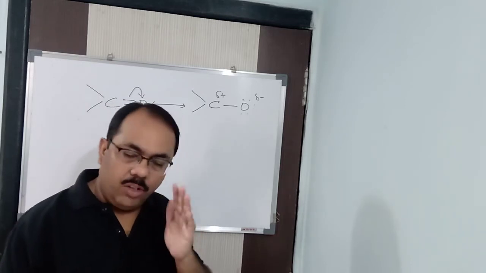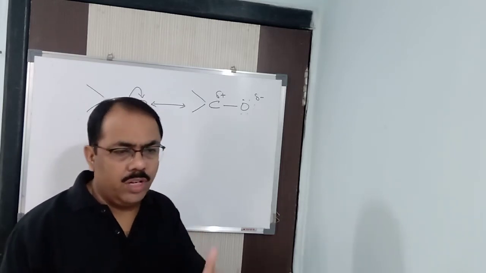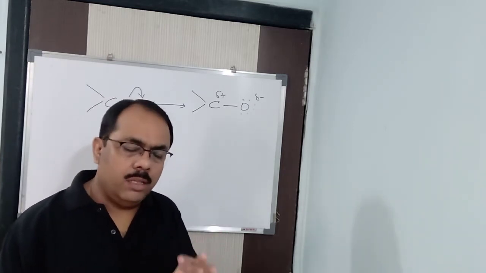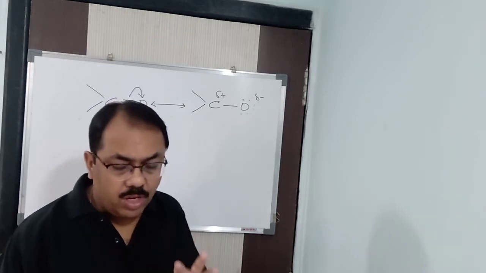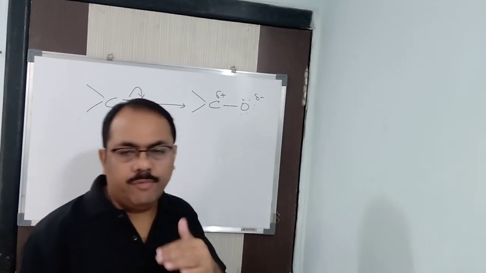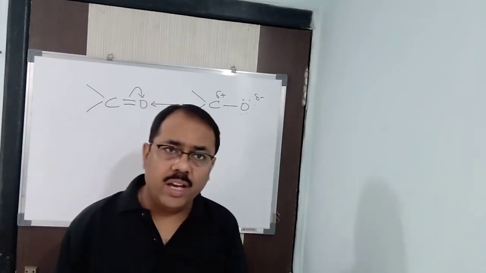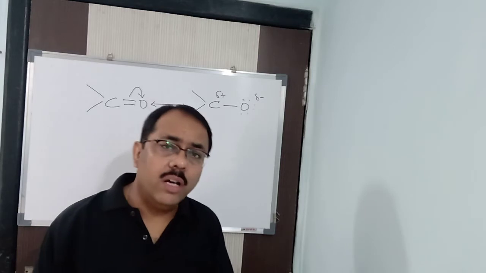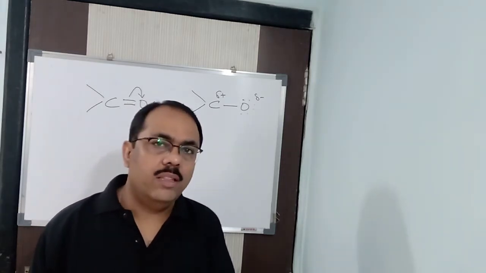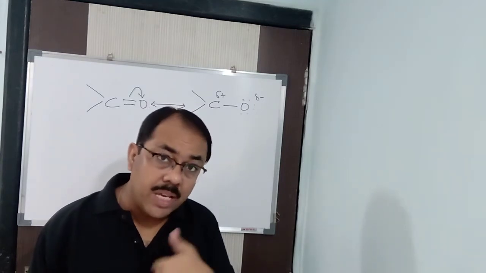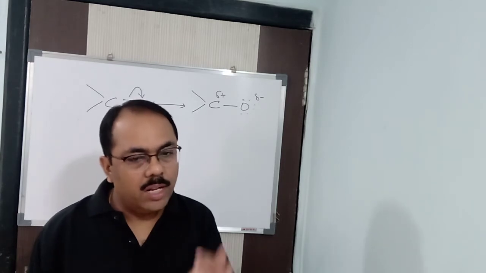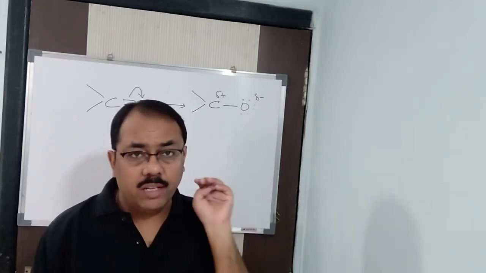the nucleophile is weaker, like ammonia and its derivatives, the reaction will occur in weakly acidic medium. If it is a stronger nucleophile, like HCN and all, then it will occur in weakly basic medium. Listen carefully, these are the conditions I am telling you. Once you understand the conditions, it becomes very easy to write the reactions.